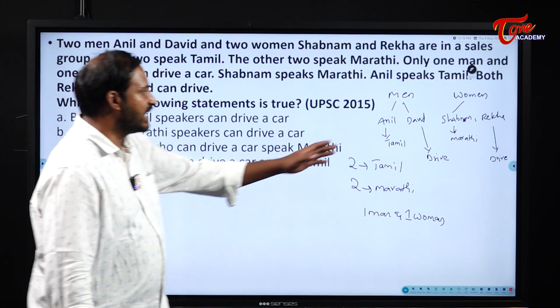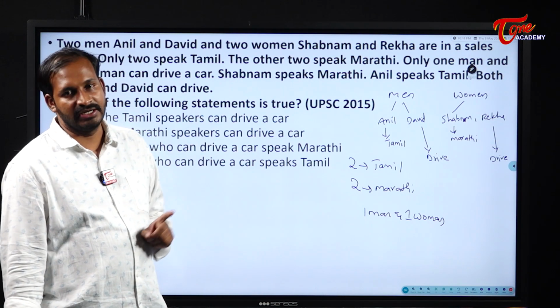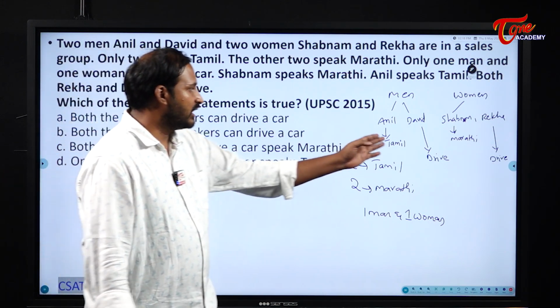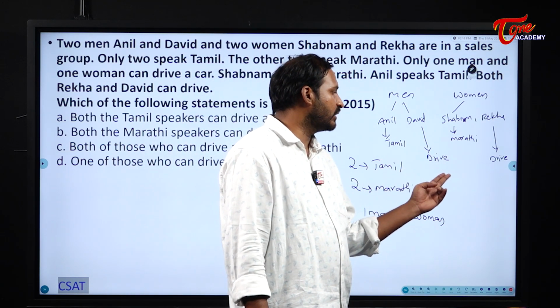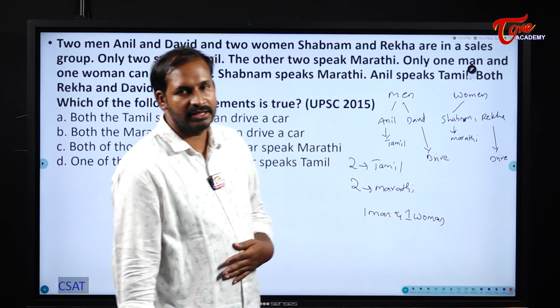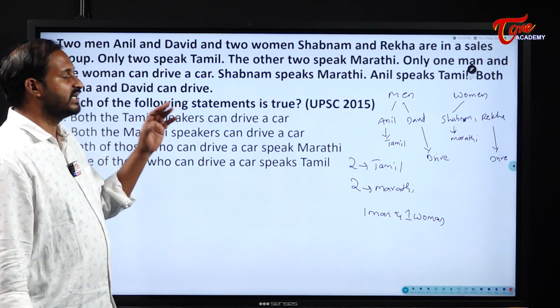That means obviously Anil cannot drive and Shabnam cannot drive. Why? Because only 1 man and 1 woman will drive. So these people will not drive, and we don't know as of now what language will be spoken by David and what language will be spoken by Rekha. Now, which of the following statements is true?